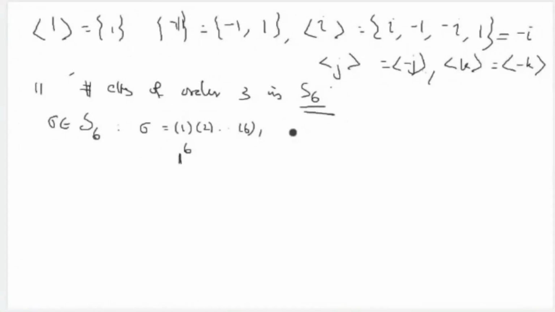Now, if sigma is a transposition, say (1 2)(3 4 5 6), just like this, what is the structure of this sigma? A cycle of length 2, number of cycles 1. Length 4, number of cycles 1. This is the structure. Okay, so we have to find the structures giving order 3.